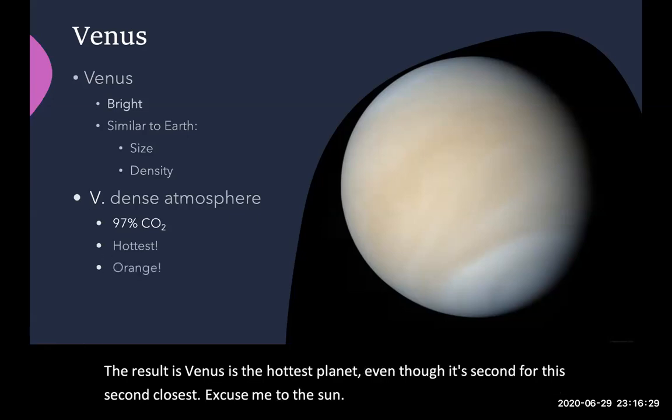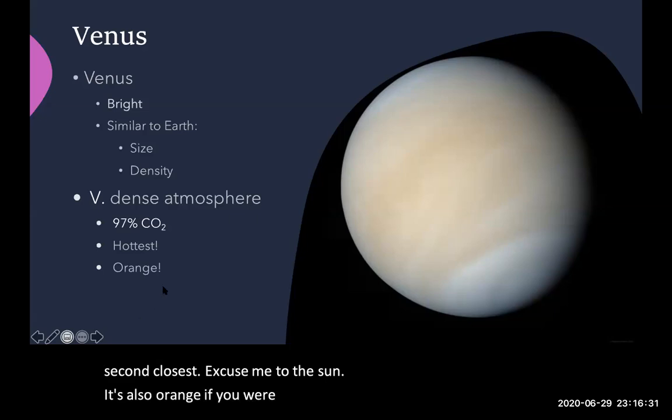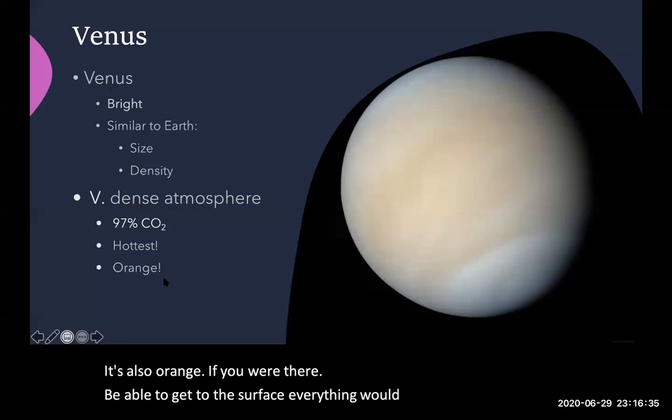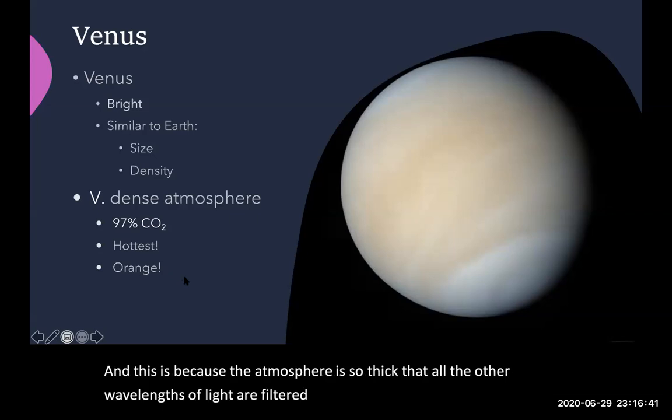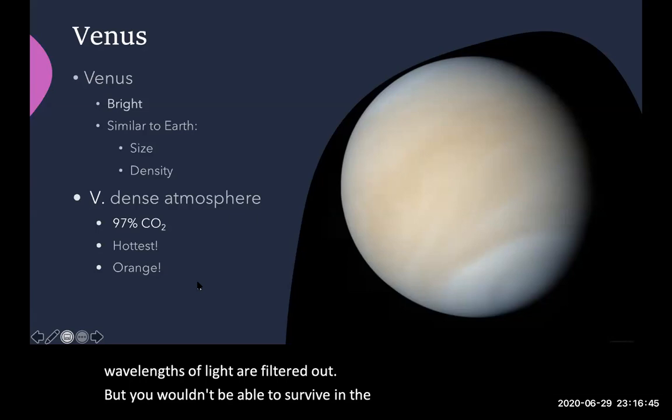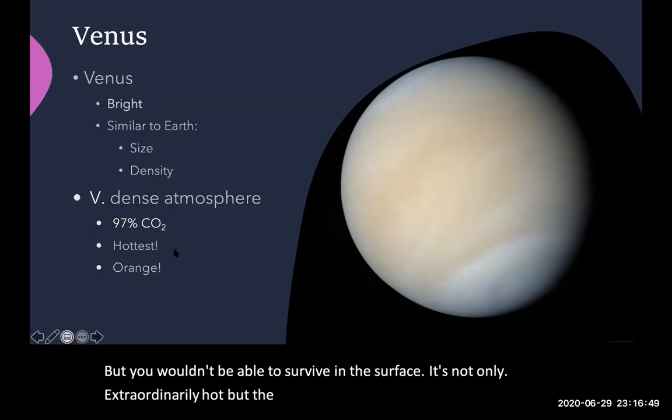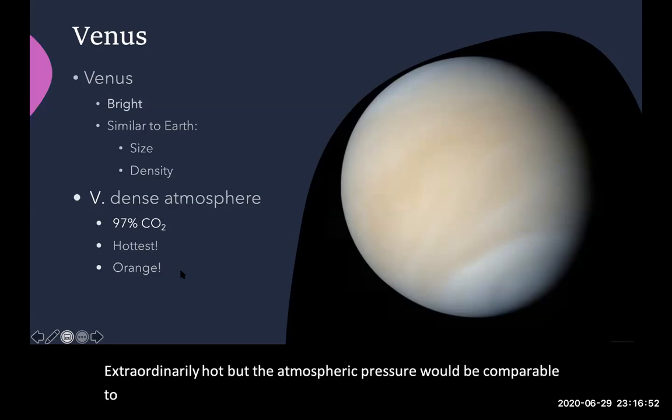It's also orange. If you were to be able to get to the surface, everything would appear orange. And this is because the atmosphere is so thick that all the other wavelengths of light are filtered out. But you wouldn't be able to survive on the surface. It's not only extraordinarily hot, but the atmospheric pressure would be comparable to being a mile underwater, and you'd be crushed under the weight of the air.